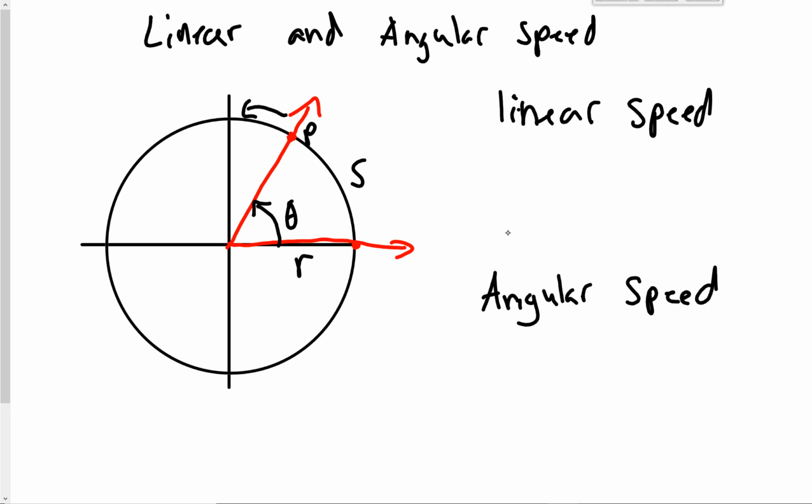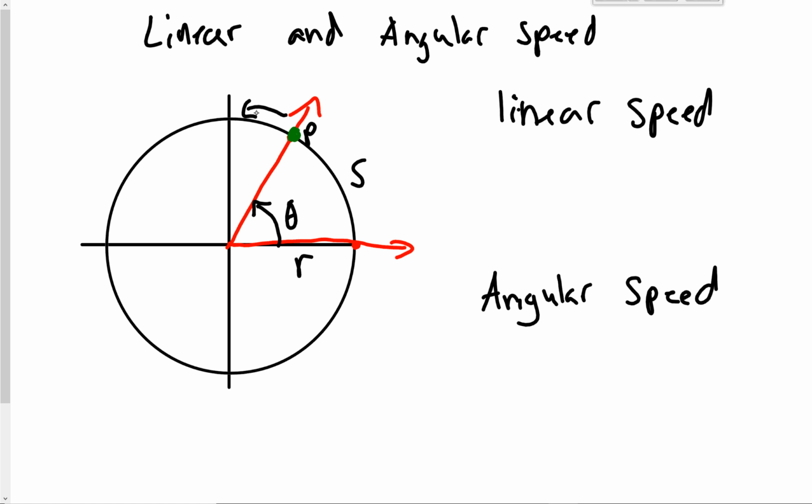Last section of chapter 6, section 2. This last part is talking about linear and angular speed. If I have a circular disk, so here's my circular disk here, and I have some point on my circular disk, some point P on my circular disk.